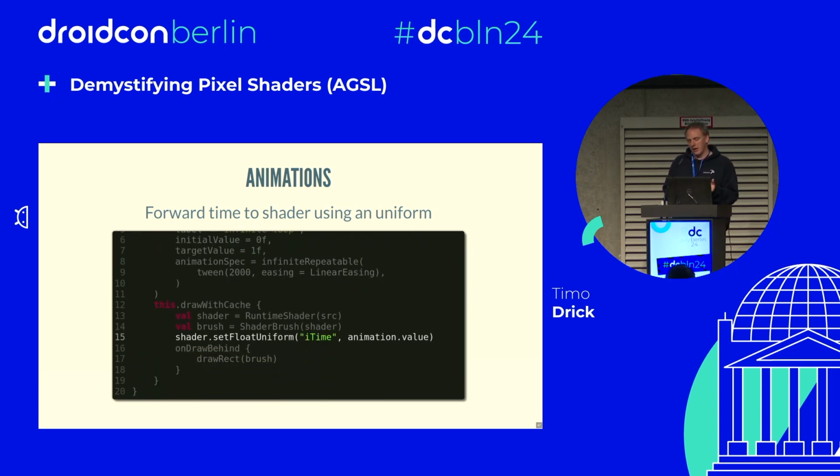And then I use the same function again with this draw with cache. And we already know this float uniform thing to provide values from your Compose code or Kotlin code to the shader. So I now define a uniform called iTime, and then I can use this animation value, and it will be forwarded to my shader code.